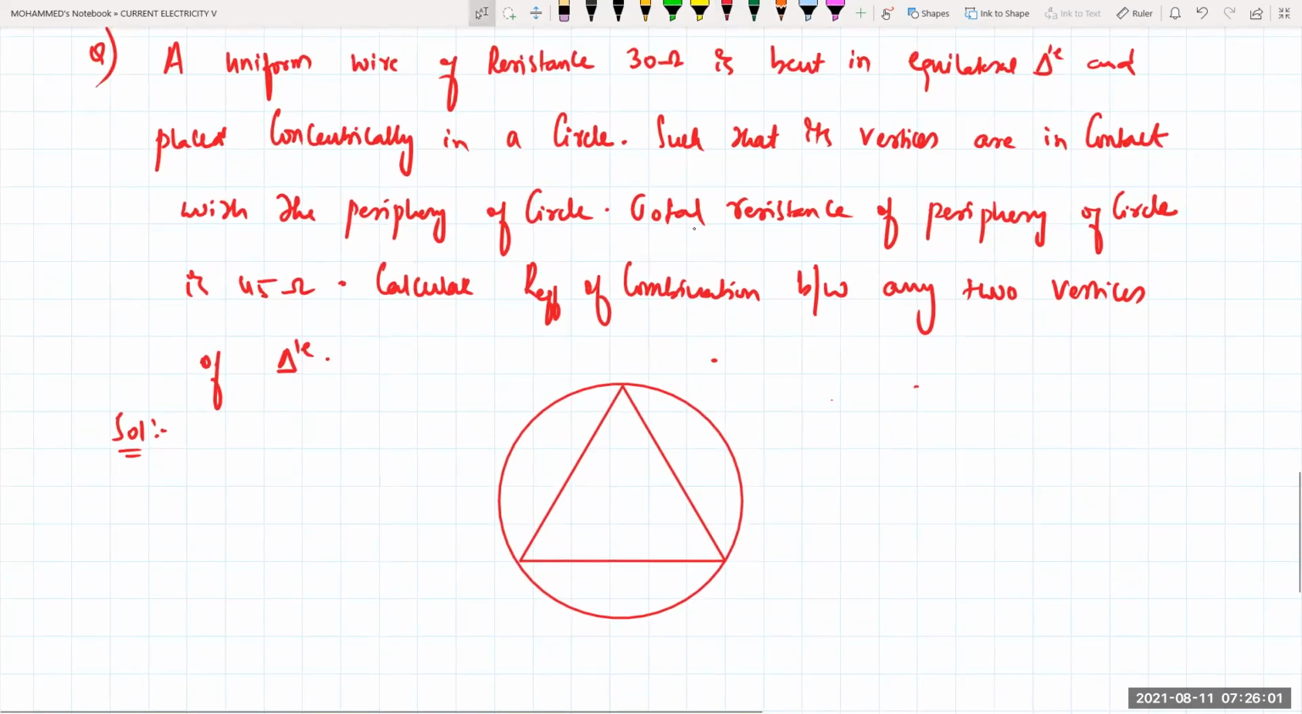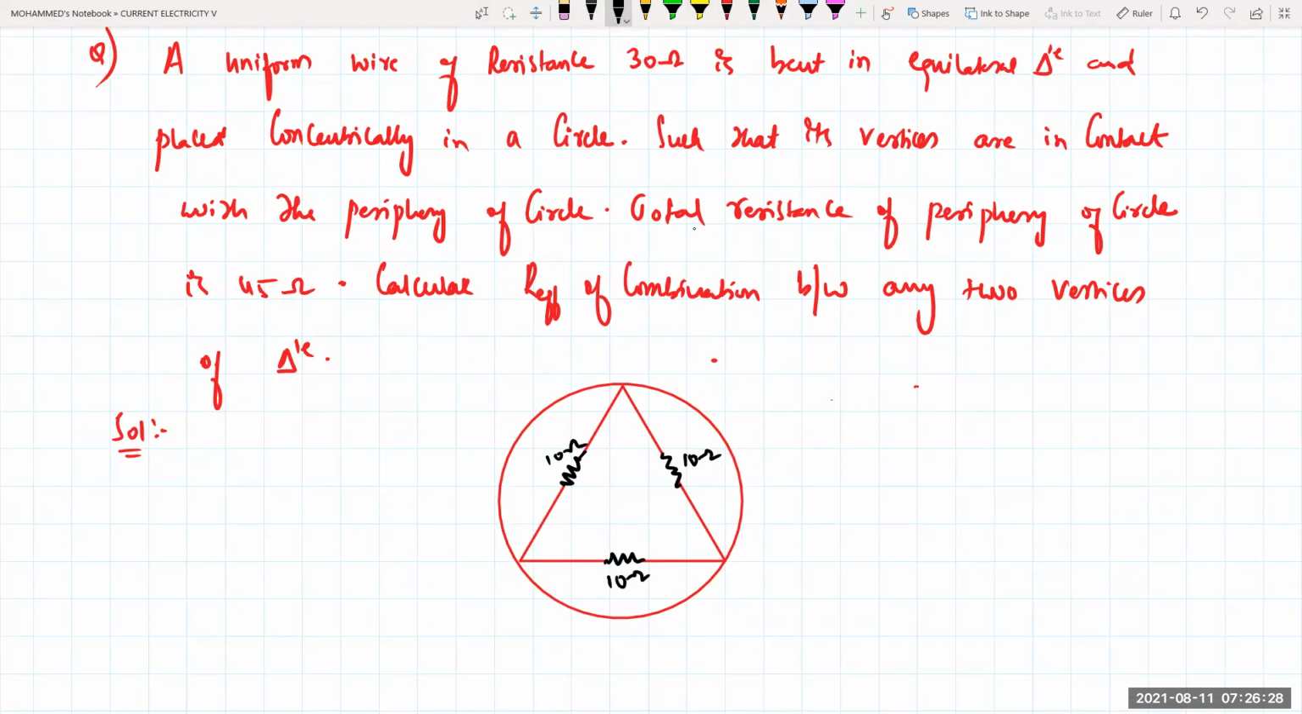Uniform wire of resistance 30 ohms is bent in the form of a triangle. That means each side will have what resistance? Can anyone tell me? 10. Each will be how much? 10. Very good. So this is your 10 ohms, this one is your 10 ohms, this one is also 10 ohms.